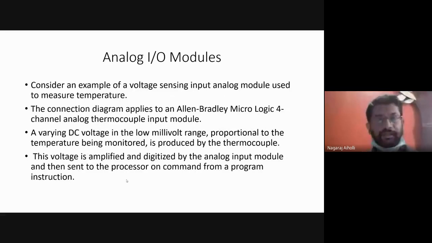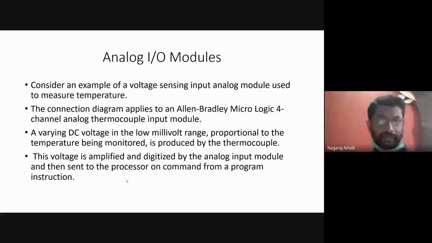Now let us consider one example of a voltage sensing analog module. Here I am trying to give an example of a thermocouple. I hope you are familiar with the thermocouple. Suppose we consider two pieces of electrical wire. We join those two pieces at both ends: the starting ends of the two wires we join, and the finishing ends of the two wires we also join.